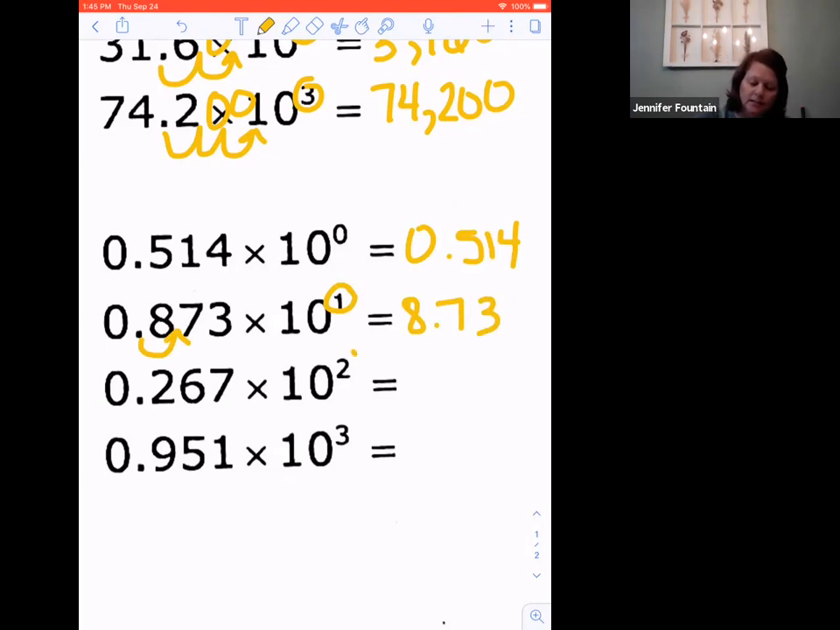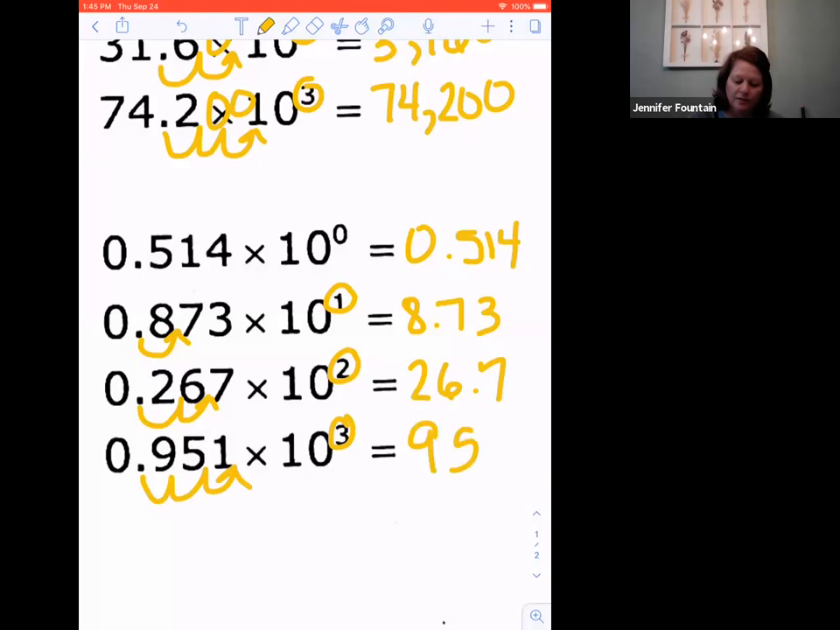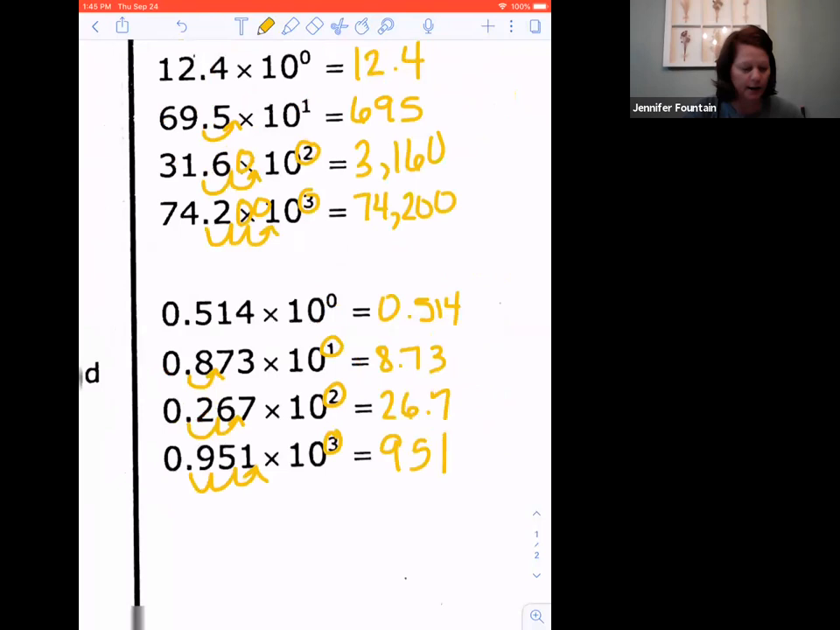0.267 times 10 to the second power, multiplying by 100, means I move my decimal two places to the right, so I have 26.7. And 0.951 times 10 to the third means I'm multiplying by 1,000. I move my decimal three places to the right, so I have 951. So basically, whatever power of 10 you're multiplying by determines how many places you move your decimal to the right. Okay.